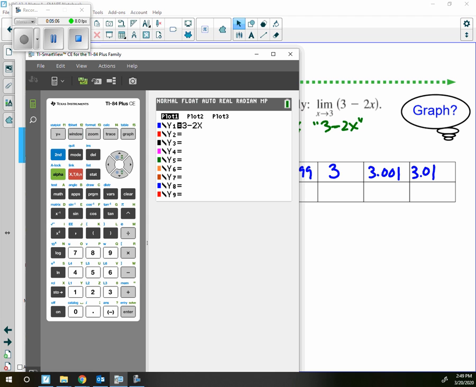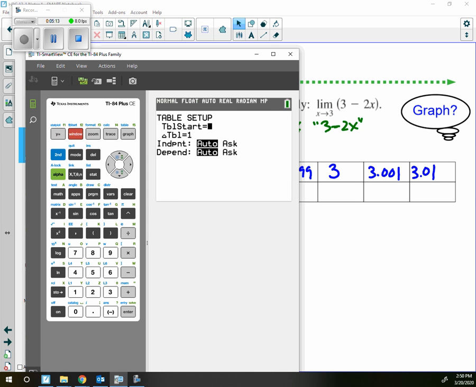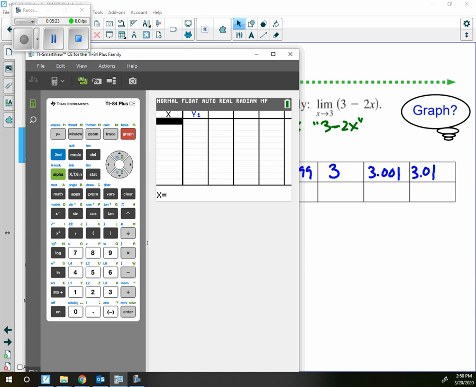I'm going to go into my table. Right now it could be anywhere, right? So I have my table going up by ones. I'm going to go ahead and set my table setup, so second window, to set the independent variable to ask. I want to be asking specific numbers so I can just see what those values are. So I'm going to go back into my table and then we can see what those numbers are. Now, if we were in class together, we'd all be kind of dividing and conquering here, but I'm going to go ahead and put in the numbers that I have set up here. 0.001 and 3.01.